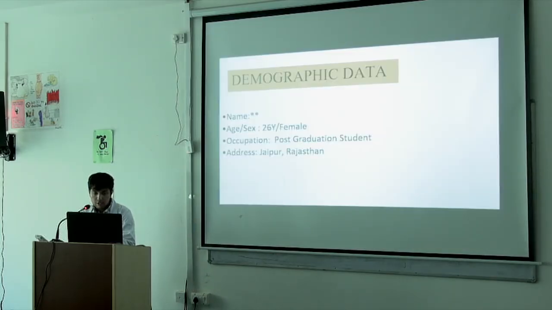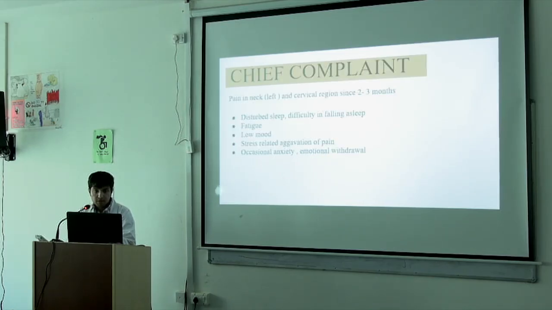So the patient was a 26-year-old female who is pursuing a post-graduation degree from Jaipur only. The chief complaint she was bringing was pain in the neck, especially on the left side and in the cervical region, since the last 2 to 3 months. She was also complaining of disturbed sleep, difficulty in falling asleep, fatigue, low mood, stress-related aggravation of pain, and occasional anxiety and emotional withdrawal towards activity.